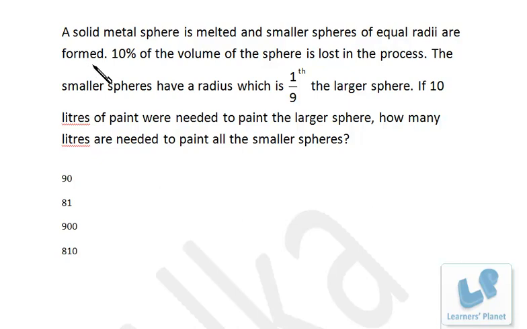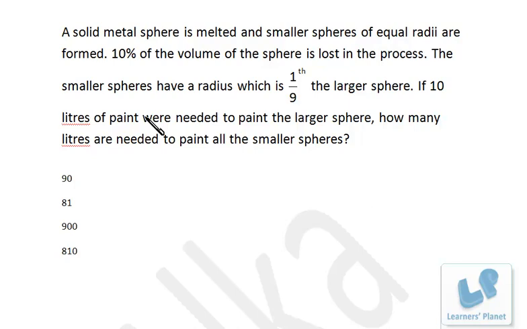Now, let's try this question. A solid metal sphere is melted and smaller spheres of equal radii are formed. 10% of the volume of the sphere is lost in the process. The smaller spheres have a radius which is 1/9 that of the larger sphere. If 10 liters of paint were needed to paint the larger sphere, how many liters are needed to paint all the smaller spheres? Now it's a big story, but the problem is very simple, right?